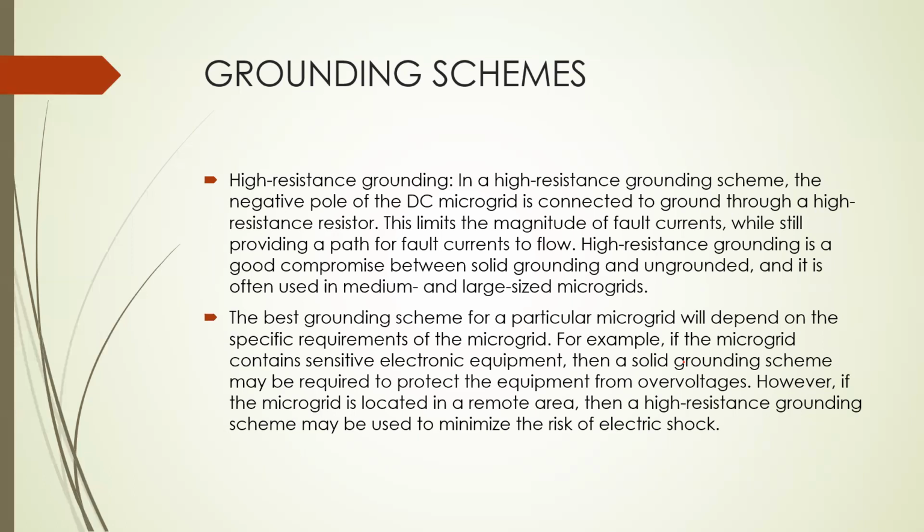For example, if the microgrid contains sensitive electronic equipment, then a solid grounding scheme may be required to protect the equipment from overvoltages. However, if the microgrid is located in a remote area, then a high resistance grounding scheme may be used to minimize the risk of electric shock.